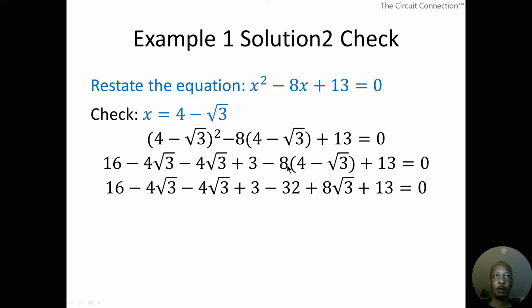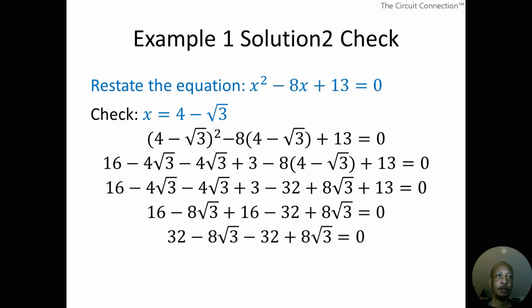Then you expand this with the negative 8 times 4, which gives you negative 32. Negative 8 times negative square root of 3 gives you positive 8 square root of 3. Then you just combine these like terms, and at the end it's easy to see that 32 minus 32 is 0, and positive 8 square root of 3 minus 8 square root of 3 is also 0. 0 plus 0 equals 0, which is also equal to 0. So that second solution checks out just fine. That's why you need to have your plus and minus sign there, because you have two solutions.